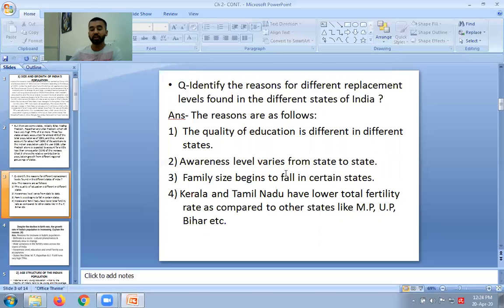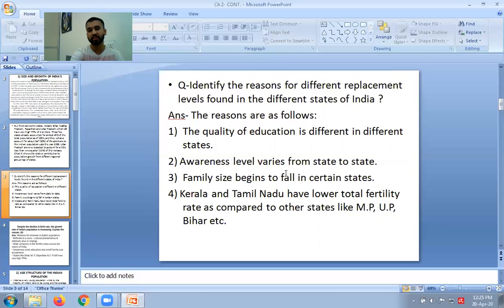So the reasons are, first, the quality of education. What I told you in the theory of demographic transition was that all the phases or all the societies depend on birth rate and death rate. And I've already told you that birth rate is related to education, to our awareness level, and to socio-cultural phenomena. And the death rate is related to the availability of good hospitals and good medical institutions. So this is what happens when we talk about birth rate and death rate.